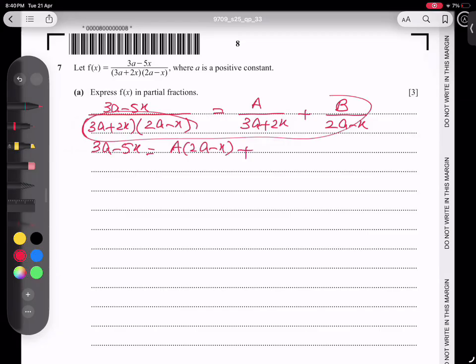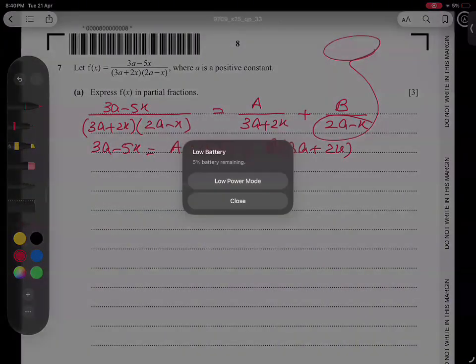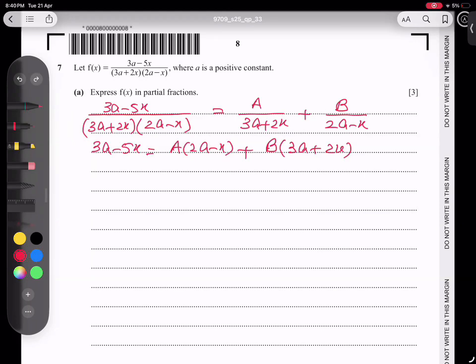And when this multiplies with this, it cancels, and the remaining part beside b is 3a plus 2x. So first, what am I going to do? We have two denominators. One by one, we put them equal to 0. For example, when I plug in this denominator equal to 0, students, I get 2a minus x equal to 0. I got it from here. x goes there, which means x is equal to 2a.